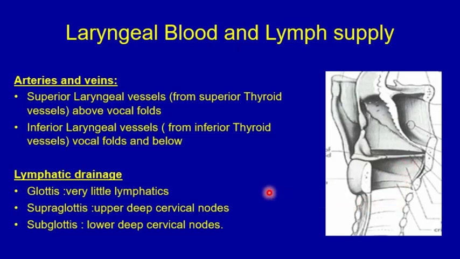The lymphatic drainage for the three compartments is also varied. There are very little lymphatics in the vocal fold itself. That's why tumors of the vocal folds don't send metastasis early to the neck nodes. The supraglottis, on the other hand, is supplied by rich lymphatics and drains into the upper deep cervical lymph nodes. The subglottic space is also rich in lymphatics and drains to the lower deep cervical lymph nodes.